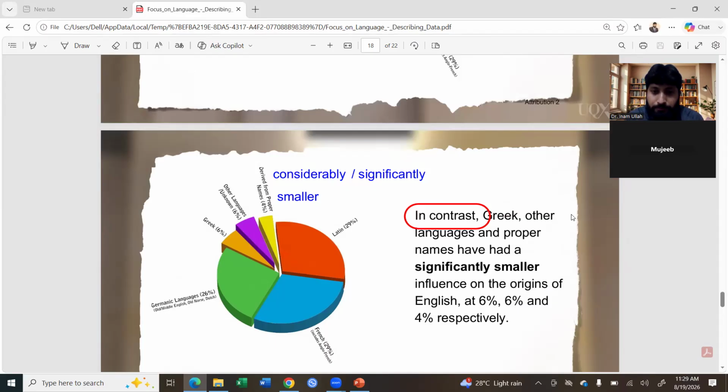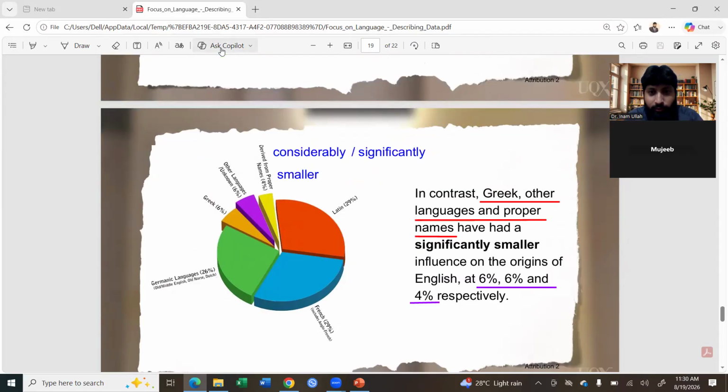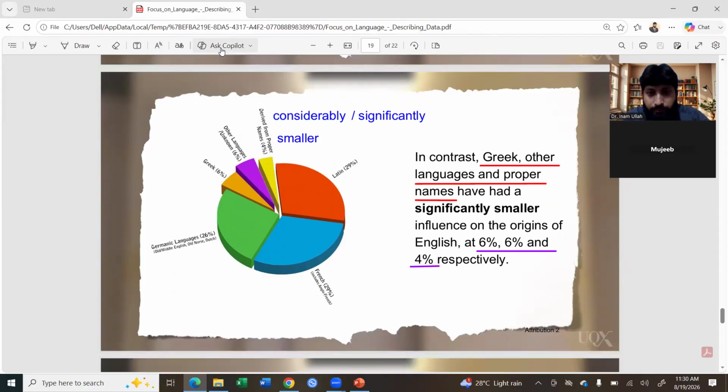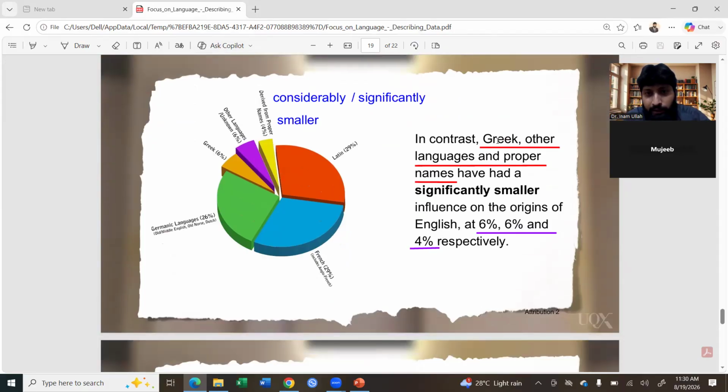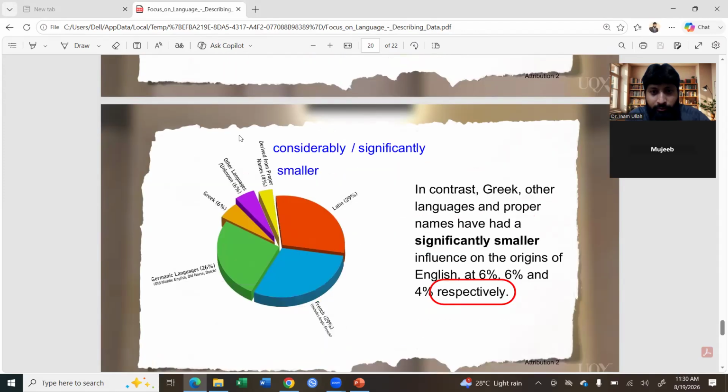Hello? Have you learned it? Okay. Let's move ahead. You can see it here: Greek, other languages, and proper names, 6, 6, and 4. You can see it in the pie chart as well.